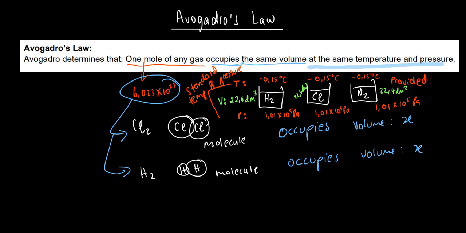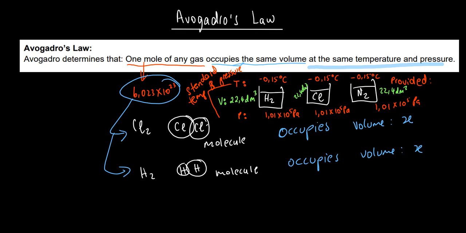that if the temperature is not negative 0.15 for all of them, let's say if the temperature is 20 or 10, the volume is not going to be 22.4. The volume is only 22.4 if the temperature is negative 0.15 and if the pressure is 1.01 times 10 to the power 5.